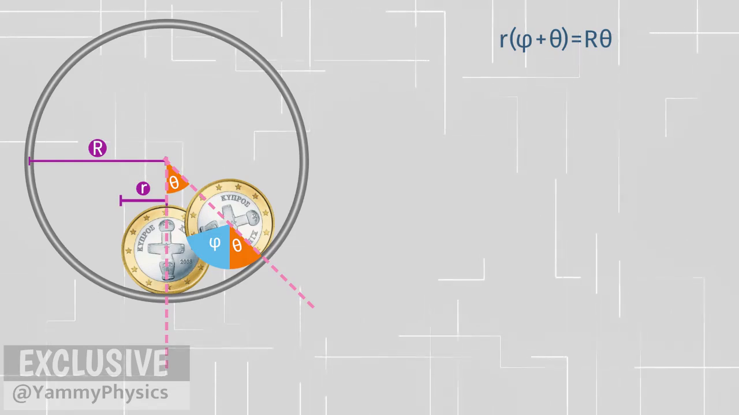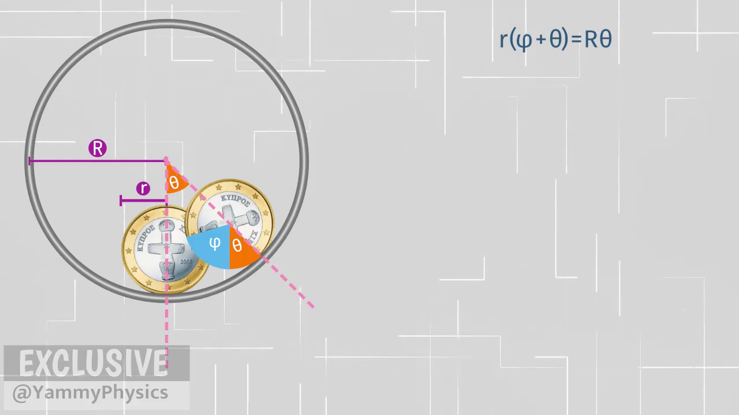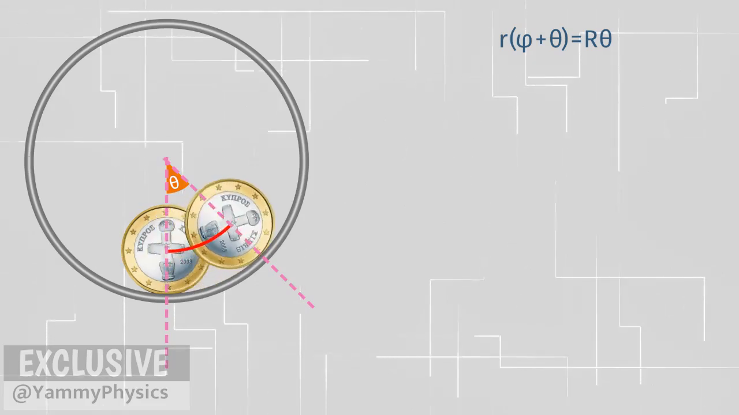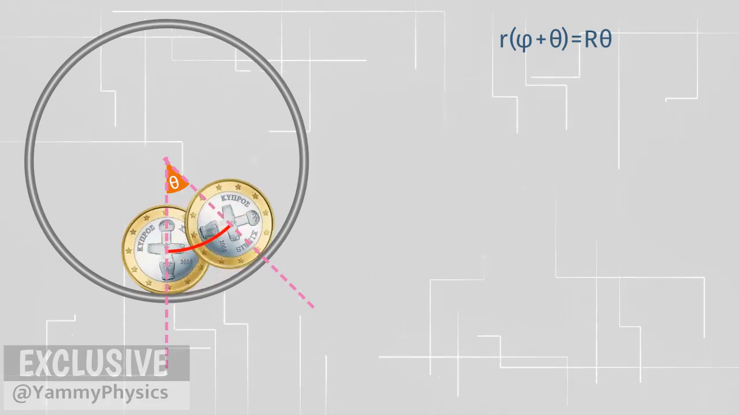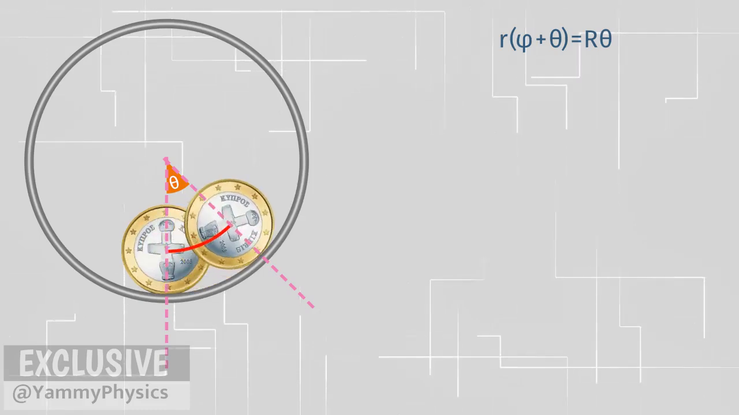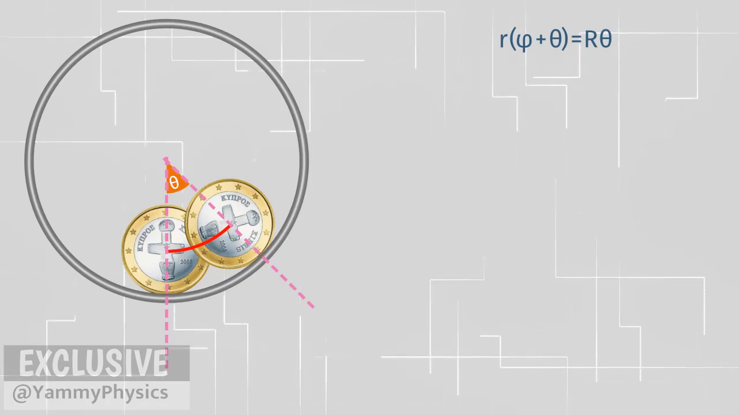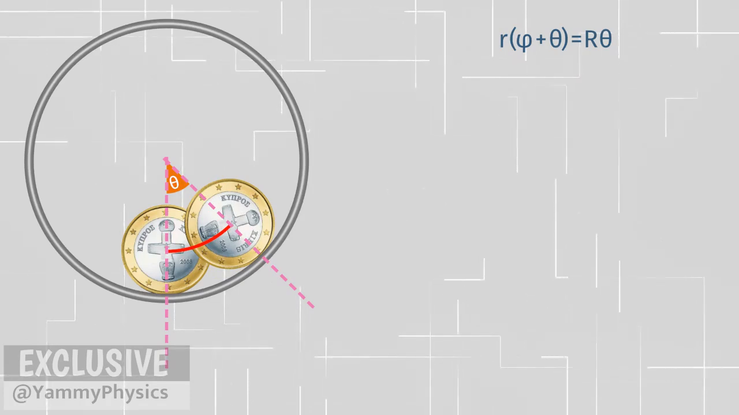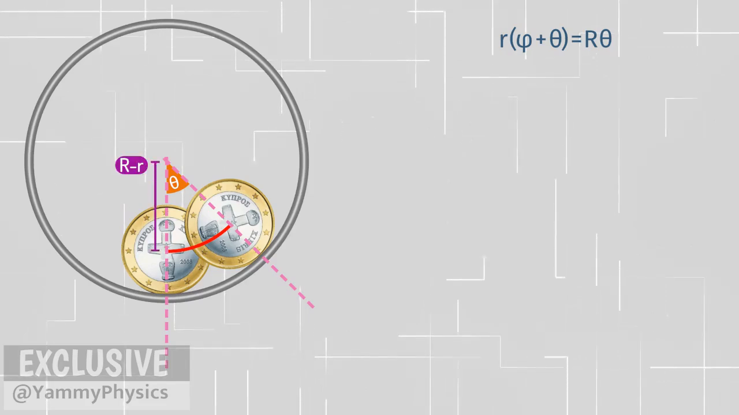Now, we will look at the linear speed side. Note the movement of the center of mass of the coin. The center of mass of the coin takes a different path. The displacement of the center of mass of the coin follows this arc, not the arc of the large cylinder. The radius of the path is big R minus r.